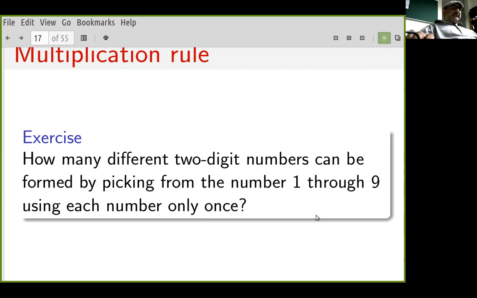Well, to pick the first number, I have 9 possible choices. So there are 9 ways of performing that first step. The second step is to pick another number, except I can't use the same number again. So there are 8 numbers left over to pick from. So the first step can be done in 9 ways, and then for each one of those 9 ways, there are 8 ways of doing the next step. So 9 times 8 is 72.